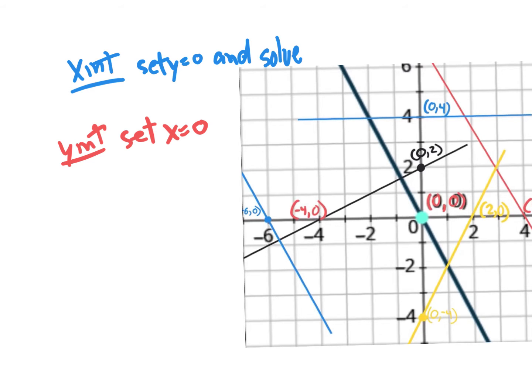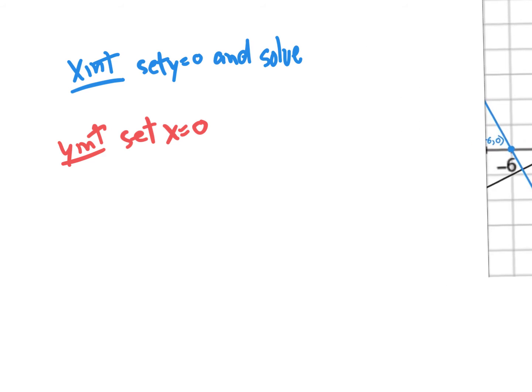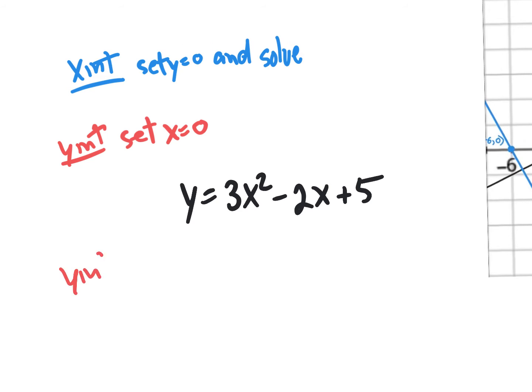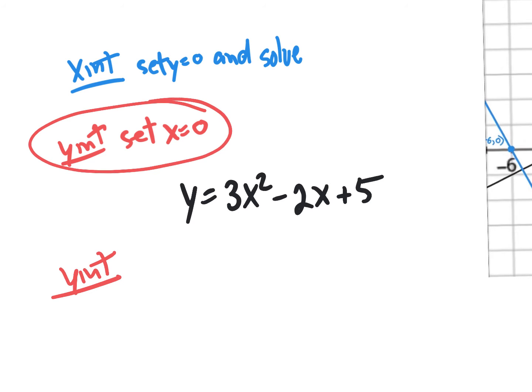Okay. Now, why am I bringing this up right now? Because we will have quadratic equations. Y equals, let's say, 3x squared minus 2x plus 5. And I will tell you to find the y-intercept. Okay. So how do you find the y-intercept? Set x equal to 0. So what's your answer? Y equals 5. Y-intercept is 5.